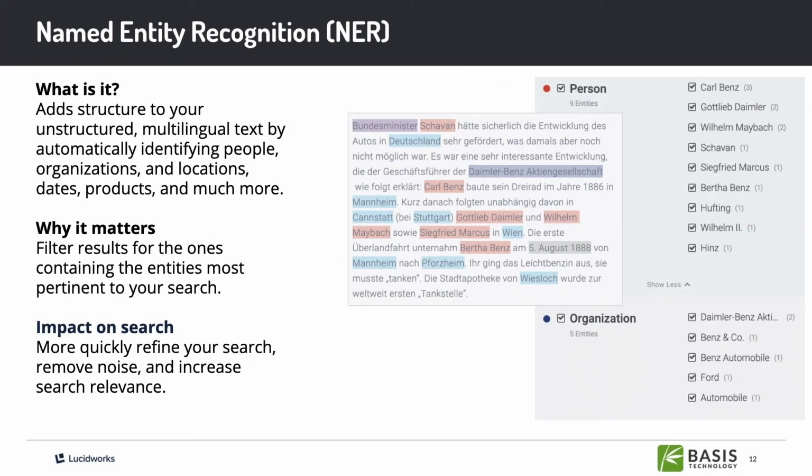And finally, named entity extraction or named entity recognition. It adds structure to unstructured and multilingual text by automatically pulling out concepts like people, organizations, locations, dates, products, numeric patterns, etc. When you're able to extract this type of metadata, you can add it as a smarter way to filter the documents you have, and in many ways will refine your search and remove noise, therefore increasing search relevance.